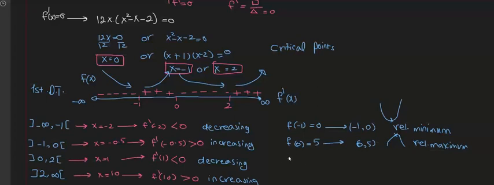You might just write at f of 2. F of 2 is going to be -27. So this means that the point 2 and -27, because the function was decreasing and then increasing, so it's a relative minimum directly.